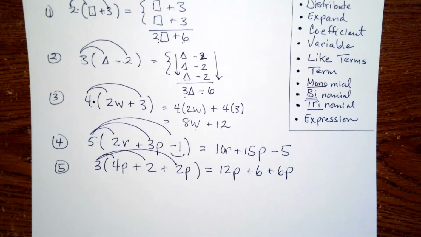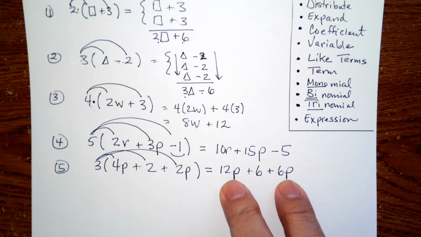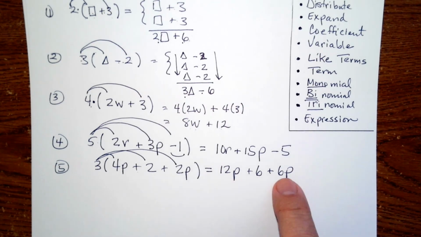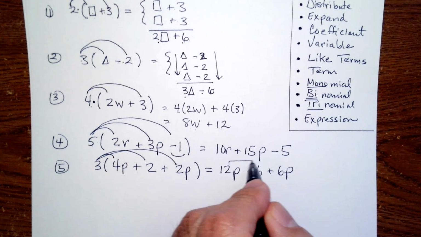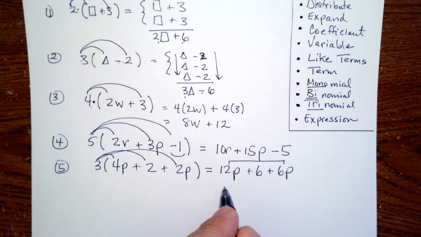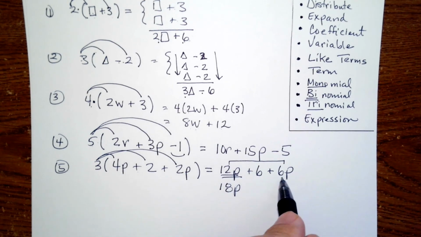Are we done? And if you're saying, yes, Mr. Fuentes, look at the letters. Do we have anything that looks the same, that's alike? Like having 12 boxes, 6 more boxes. Or 12 potatoes, 6 more potatoes. 12 potatoes and 6 more potatoes gives you 18 potatoes. These are like terms. You can add them, you can combine them.